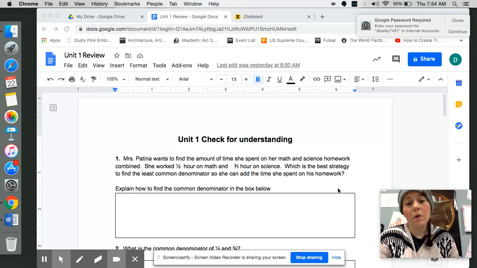So Mrs. Patina wants to find the amount of time she spent on her math and science homework combined. She worked 1/2 hour on math and 3/5 hour on science. Which is the best strategy to find the least common denominator so she can add the time she spent on her, goodness gracious, her homework.